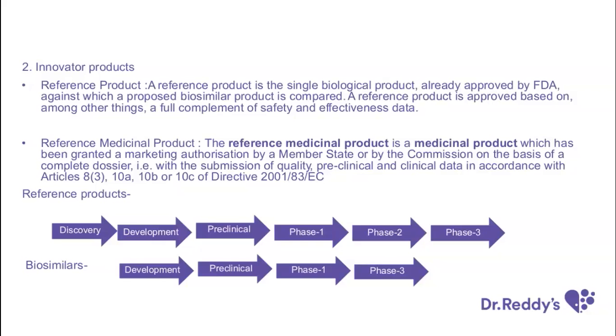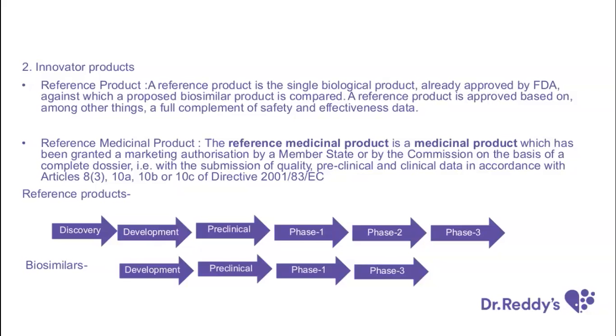The pathway for developing the reference products starts with discovery, development, followed by preclinical, then clinical trials such as phase 1, phase 2, and phase 3. All put together, from discovery to phase 3, it may take 12 years.